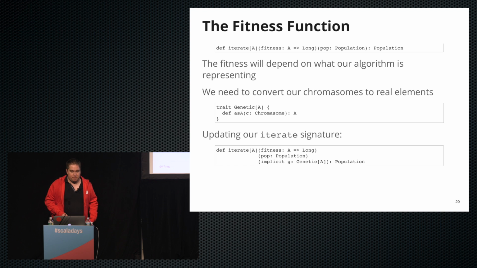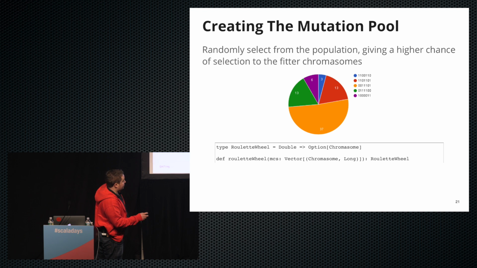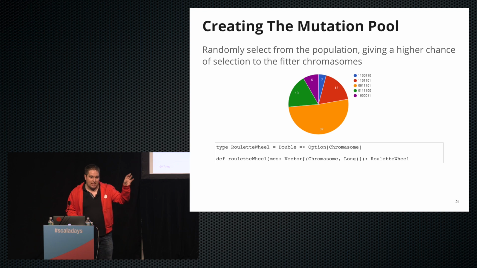Okay? So the first step in that algorithm was to create the mutation pool. If you remember what I said, we're going to randomly select from this population, giving a higher chance of selection to the fitter chromosomes. So if we had a small population like this, and this is completely arbitrary, but here's some binary strings, and for whatever reason, this orange one is much fitter than the rest of the population. When it comes to selecting our mutation pool, you can almost think of this like a dartboard. We're going to throw darts, and clearly there's a higher chance of us selecting the orange, but the smaller ones also have a chance of being selected too.